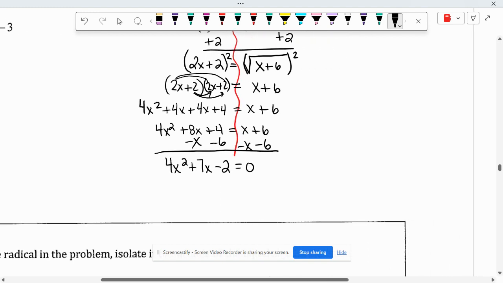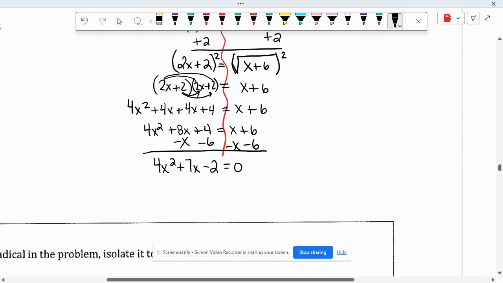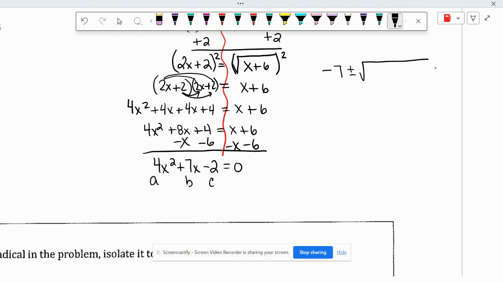Do you guys want me to use the A times C method or the quadratic formula? Quadratic formula. A, B, and C. Quadratic formula: opposite of B, plus or minus the square root of B squared minus 4 times A times C, all over 2 times A.